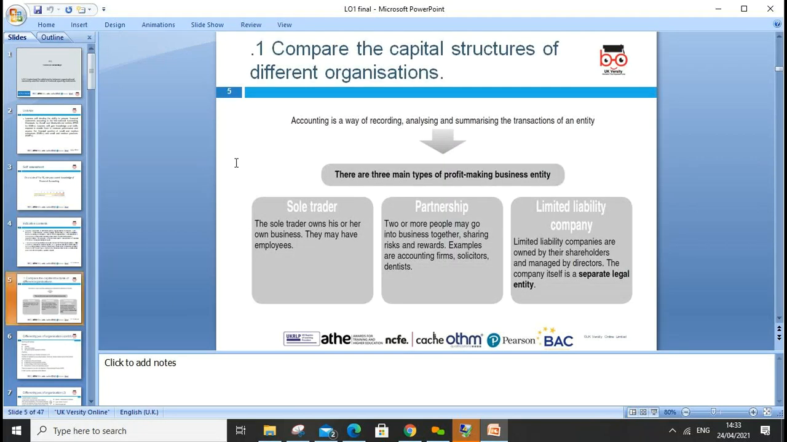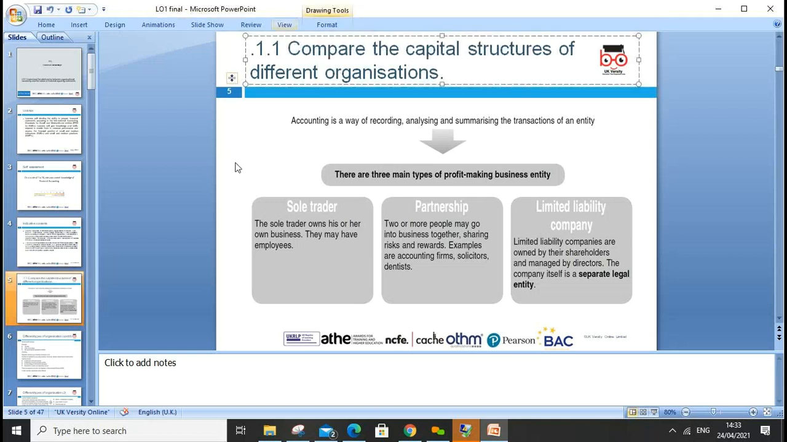First of all, assessment criteria 1.1 is all about comparing the capital structure of different organizations. When we say sole trader, it is one person's investment, and all the risk and reward goes to that one person. A sole trader can also prepare accounts, which are the profit and loss and balance sheet, and sometimes they prepare the cash flow as well. But normally, it's not compulsory to prepare the statement of changes in equity.